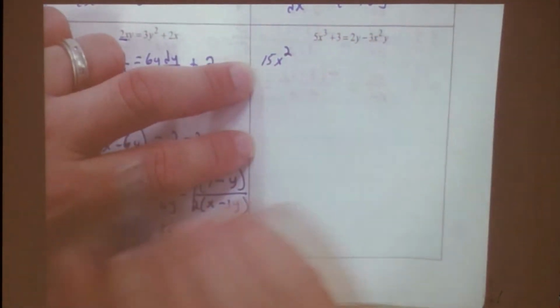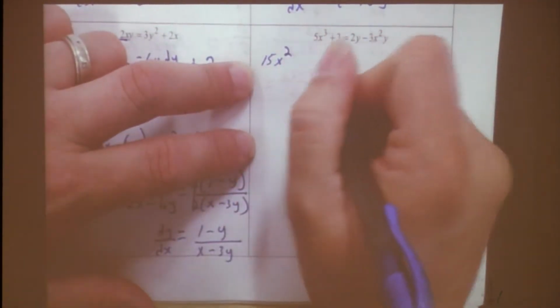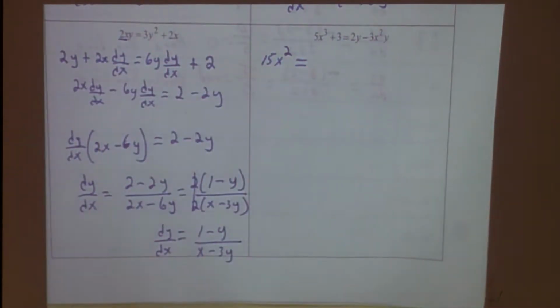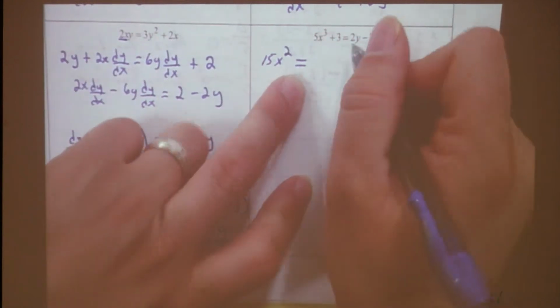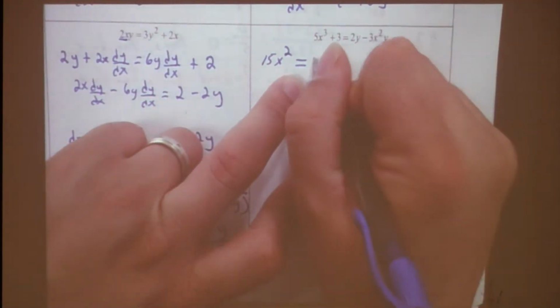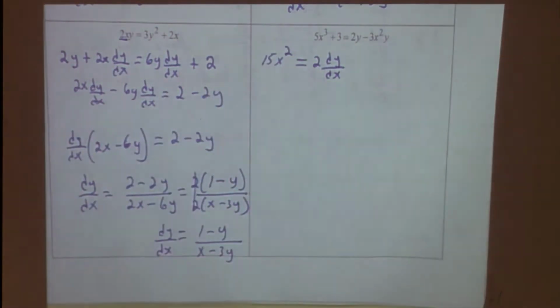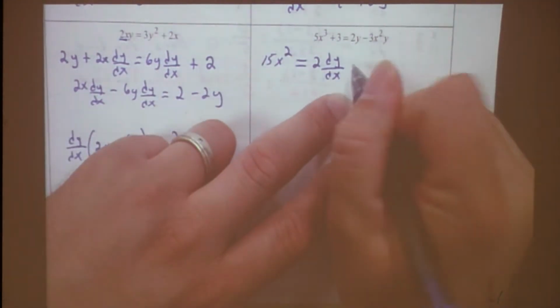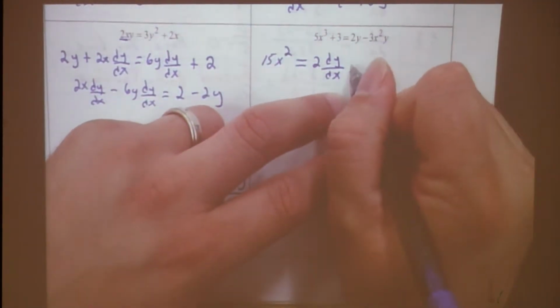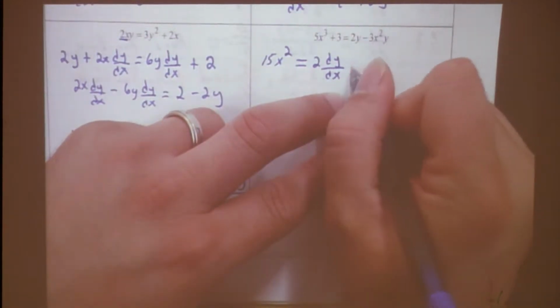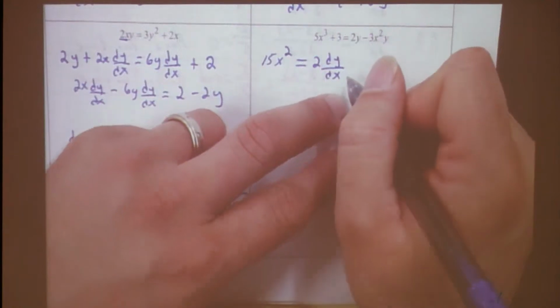Derivative of 5x to the third: 15x squared. Derivative of 3: 0. Equals derivative of 2y: 2 dy/dx, right? Because the variables don't match. Okay, what do you want me to do here? Minus 6x, into product rule? Yeah.